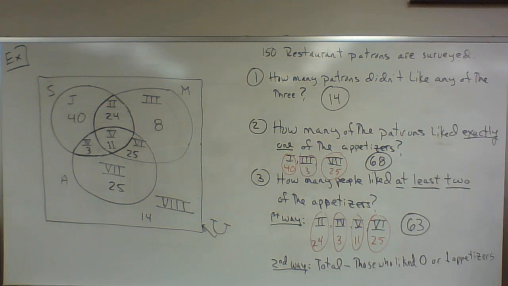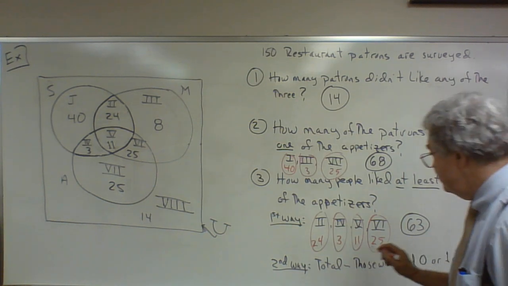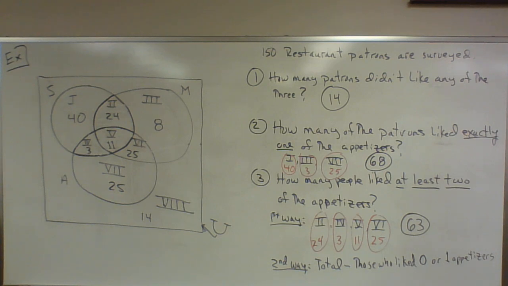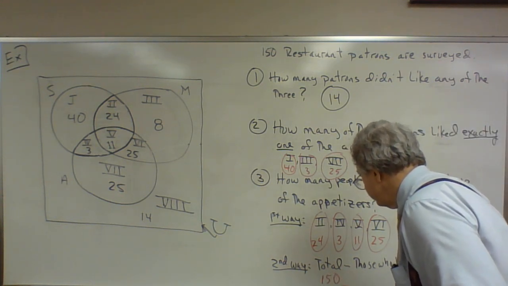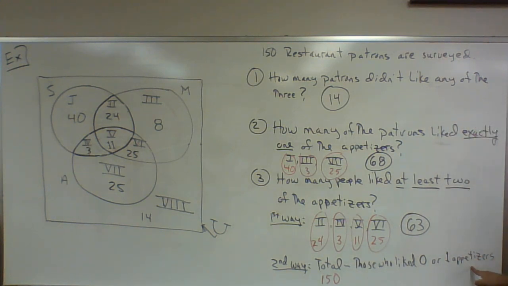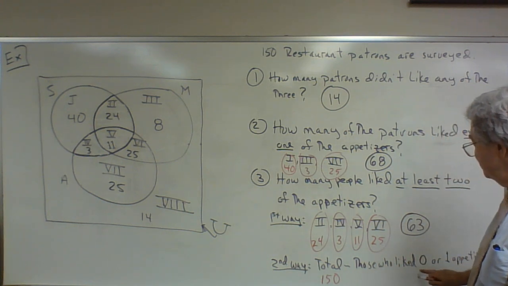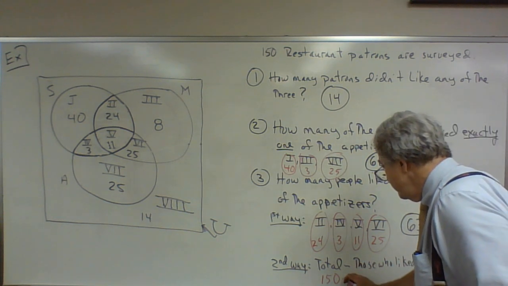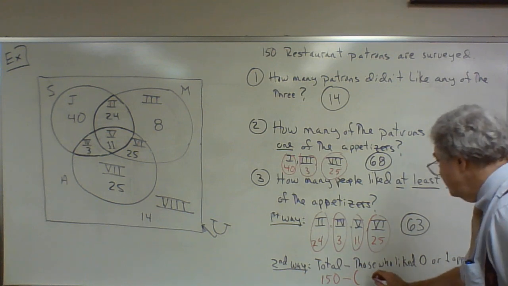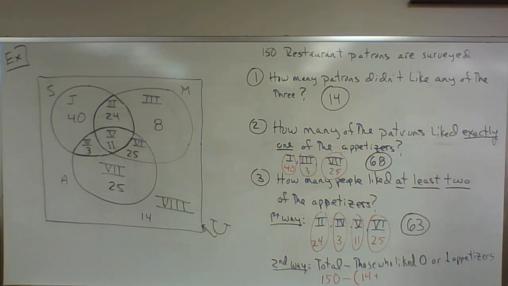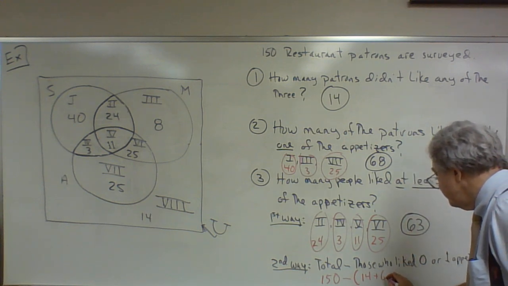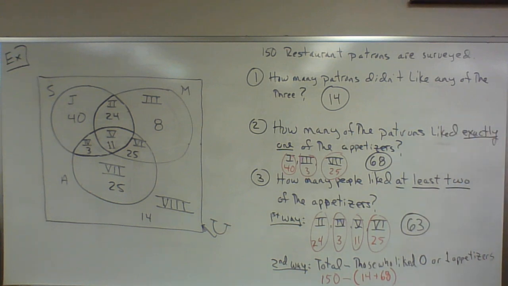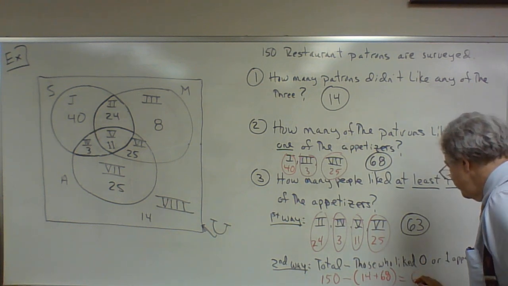The other way that we could do this is just to take the total number of people, and that's 150, and subtract the ones who only liked none or one of the appetizers. The total number of people minus those who didn't like at least two appetizers. And so let's see. Those who liked none of them were 14. And those who liked exactly one was 68. Okay. 150 minus 82 is 68... 150 minus 82 is 63.